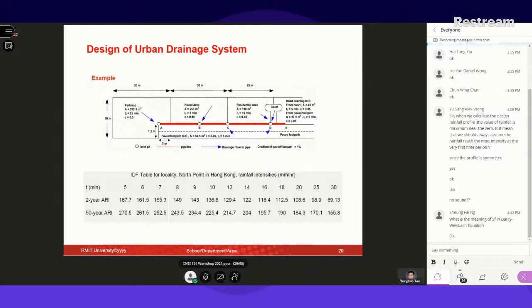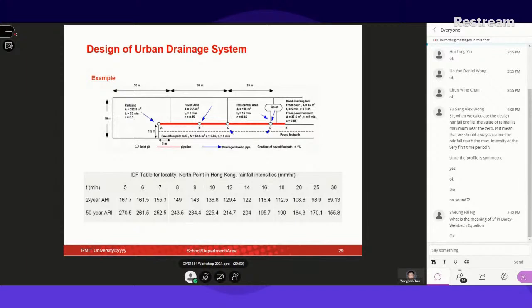Firstly, you need to get the intensity. Normally, we use the rational method to estimate the peak runoff, and for the rational method we normally get the intensity from the IDF curve. You can also calculate it by using equations. Here is a table listing the time of concentration, the intensity, and the ARI. If you know the time of concentration, you can get the intensity from this table.